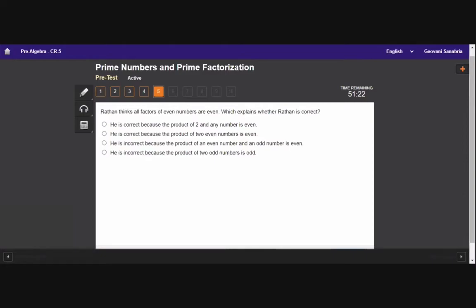Rathan thinks all factors of even numbers are even. Which explains whether Rathan is correct? I'd say it's a B. I mean C. He is incorrect. That's true, for sure. That's also true, because 2 times 3 gives you an even number.